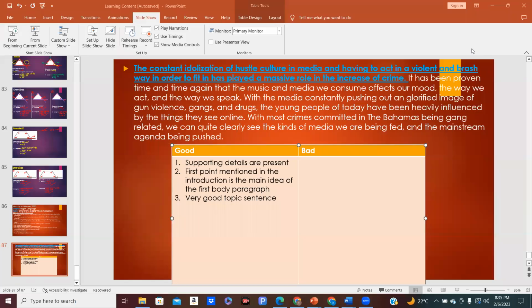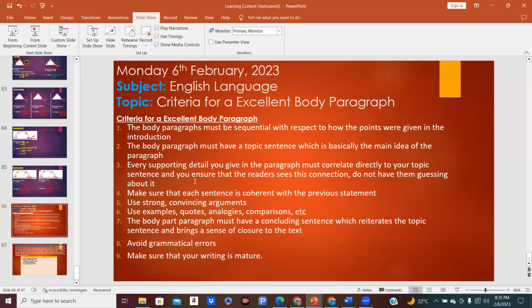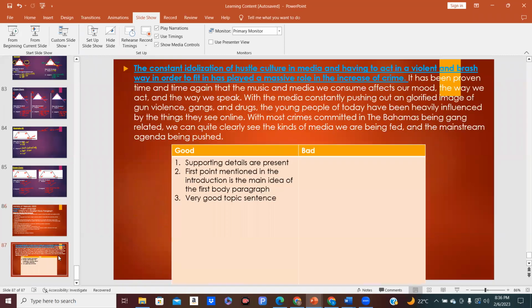Then we have, what else did she do? Does she have supporting details? Are her supporting details strong and convincing? Like, do you leave this paragraph feeling like, yeah, that's true?